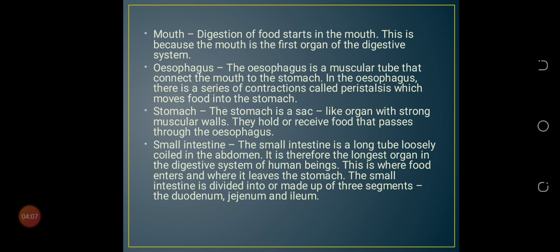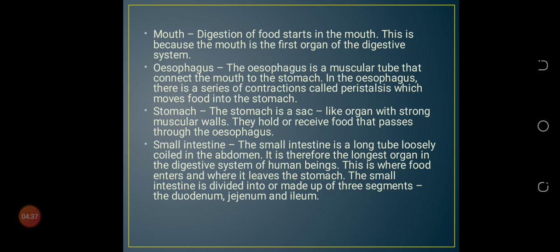Now move on to the esophagus. The esophagus is a muscular tube that connects the mouth to the stomach. In the esophagus, there's a series of contractions called peristalsis, which moves food into the stomach. The peristalsis helps to move food into the stomach.